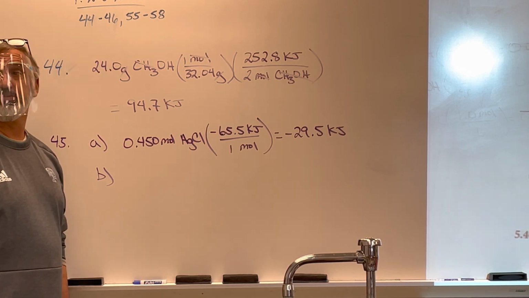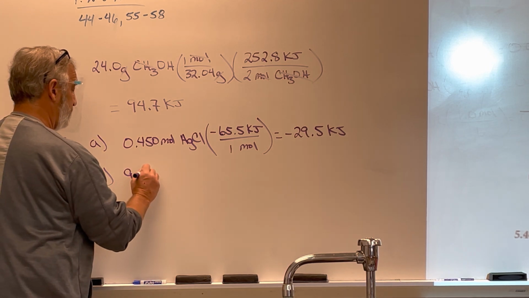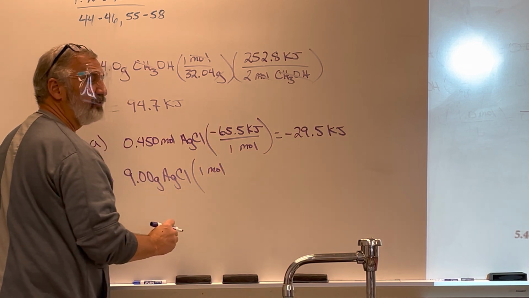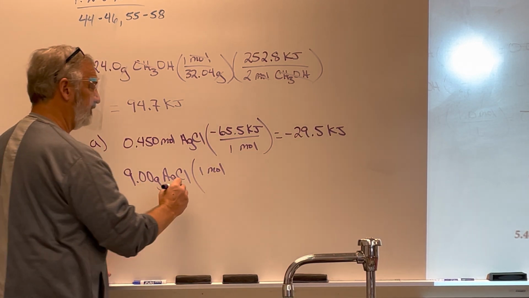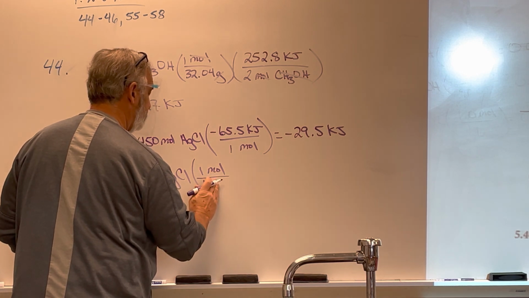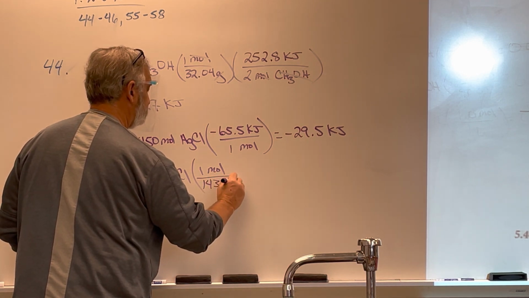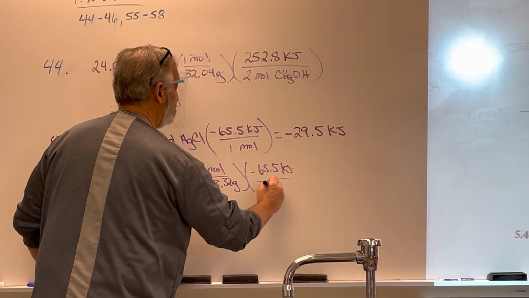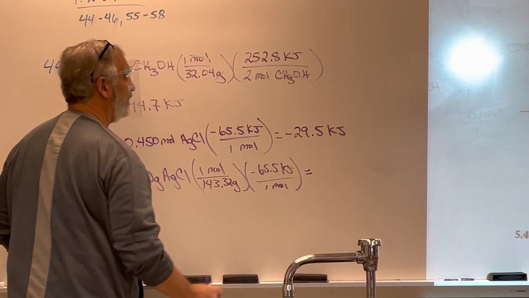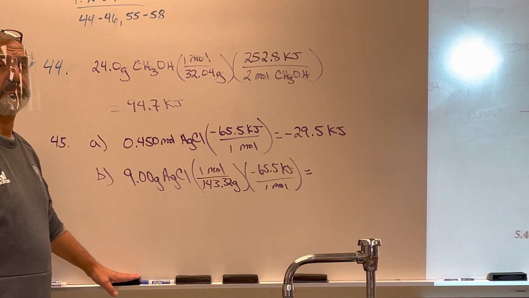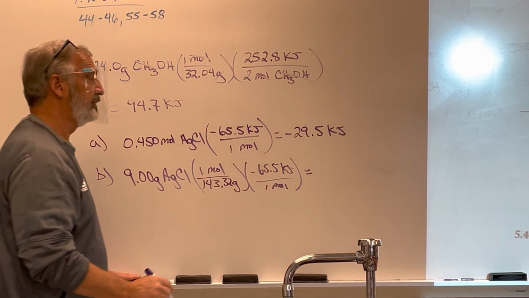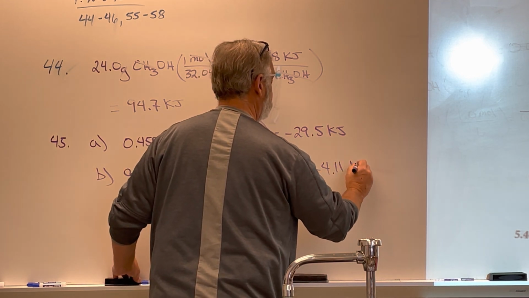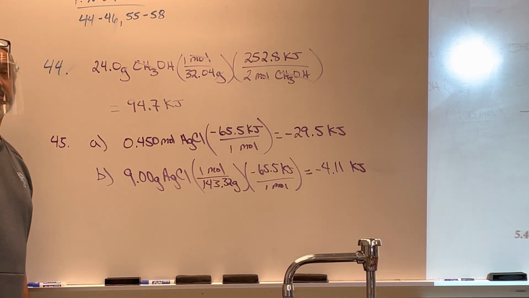Convert the 9 grams to moles, right? So it's 9 grams AgCl times the molar mass of 1 mole, 143.35, times the negative 65.5 kilojoules per 1 mole. And that all equals negative 4.11 kilojoules. So not a whole lot of heat's going to be released.